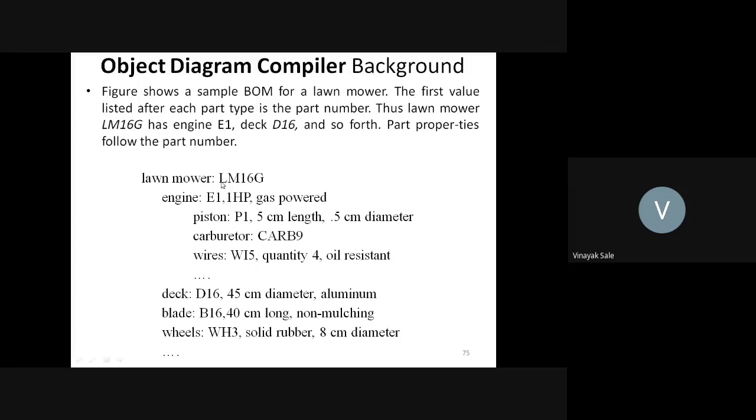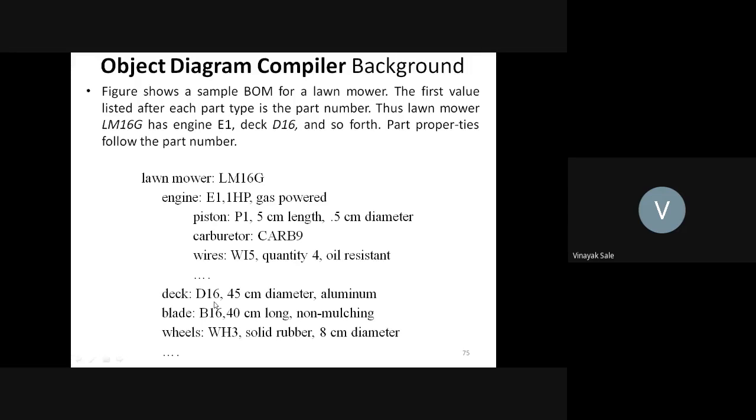It has serial number LM16G, engine E1, 1 horsepower gasoline powered. Then what is the piston? Piston description P1, 5 centimeter length, 0.5 centimeter diameter. Then carburetor carb 9. Then wires W15, quality 4, oil resistance, etc. These are related functions, the attributes of the engine.